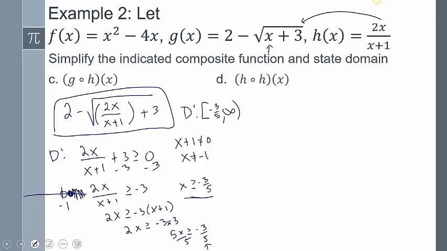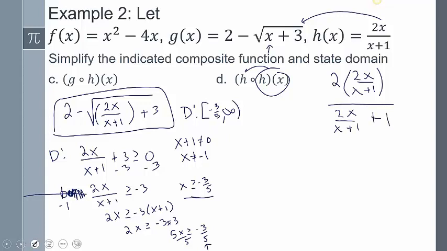Next one, take my h function and plug it in for h. So I get 2 times 2x over x plus 1 over 2x over x plus 1 plus 1. Now once again, yes, you can simplify this even further. I don't want to spend that time on it. I'll just briefly simplify that to 4x over x plus 1 over 2x over x plus 1 plus 1. Actually, you know what? I'll do that. I just won't worry about the domain in this instance, because I know some of us probably need help doing these complex fractions.